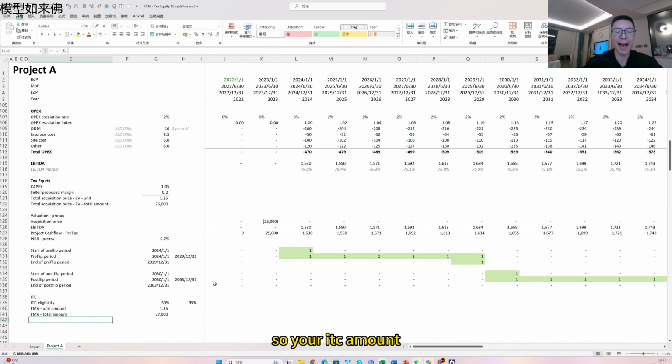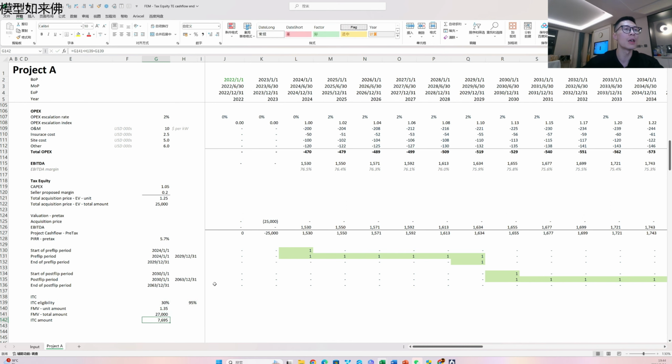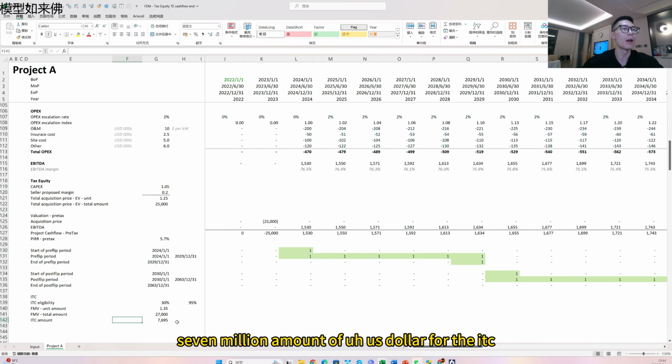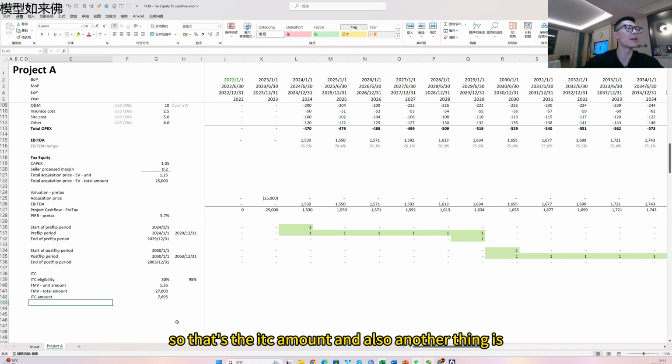So your ITC amount is gonna be equal to 30% of the total fair market value with the 95% eligibility that can be applied for the ITC calculation. So you got 7.7 million US dollars for the ITC. And let's assume that can be 100% enjoyed by the tax equity investor. So that's the ITC amount.